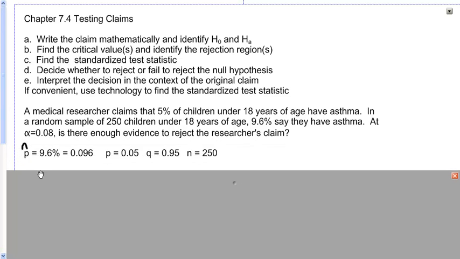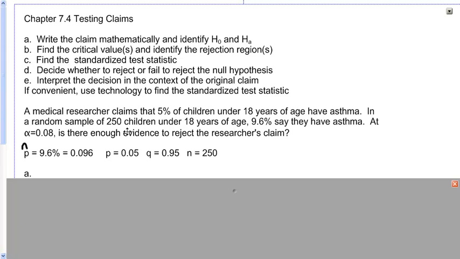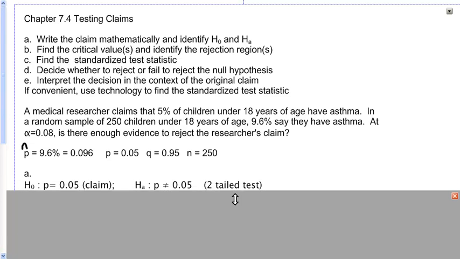And in this one, you're going to have p-hat equal to 9.6%, which is 0.096. p is 0.05, and you take 1 minus p to get q, and q will be 0.95. And n is equal to 250. And n is the number of children that have been tested. 5% is the number that they claim have asthma. q, remember, came from 1 minus the 5%, and 9.6% are the people that were in that actual test, or the random sample, who said they have asthma.